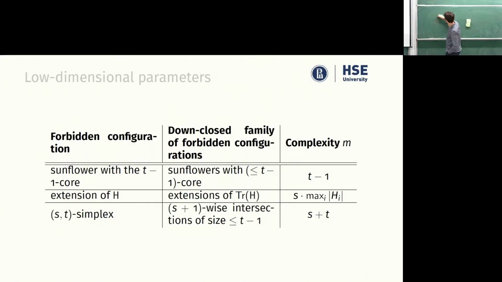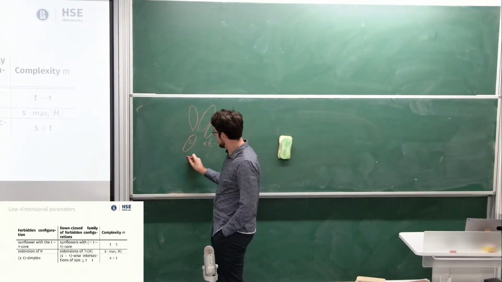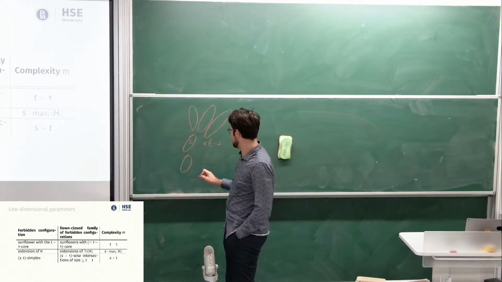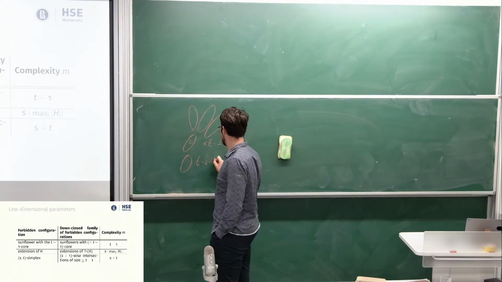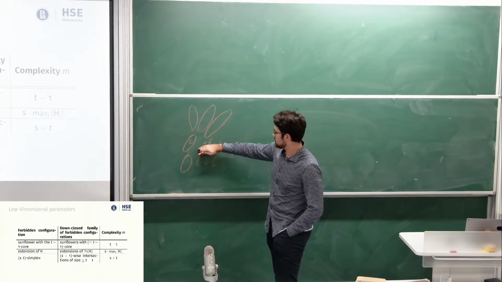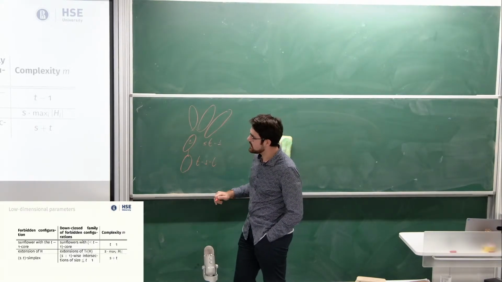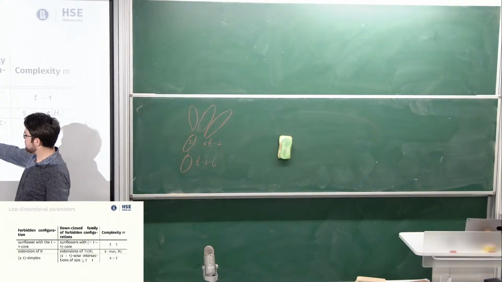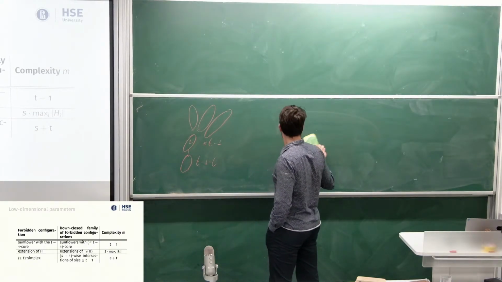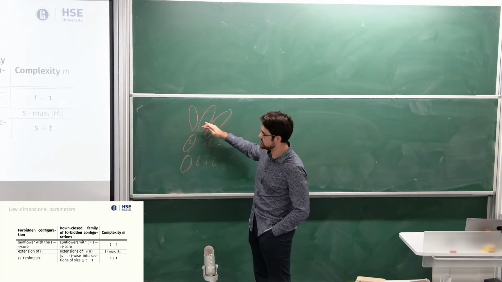If we have a sunflower of size L, where L is at most T minus 1, we could add some set of size at most T minus 1 minus L to obtain a forbidden configuration, namely a sunflower with the core of size exactly T minus 1. You mean adding this to all the sets? All these sets, yeah. Adding this to all these sets.